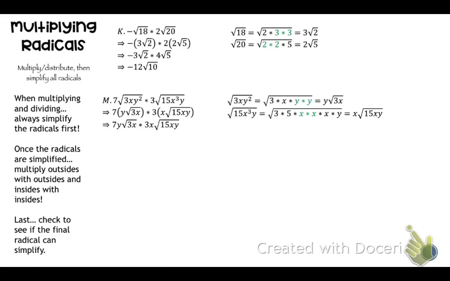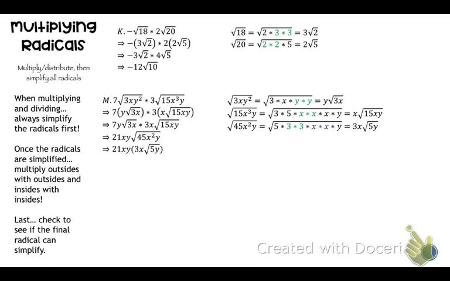Now we multiply outsides with outsides, insides with insides. So that's going to be 21xy square root of 45x squared y. Break down that 45 and you get 5 times 3 times 3 times x times y. So you can pull out the 3, you can pull out the x. So that's 3x square roots of 5y.